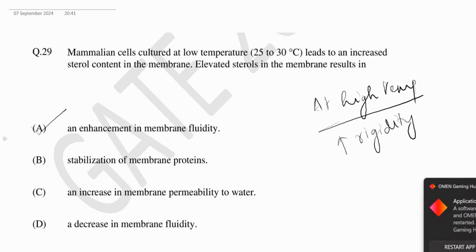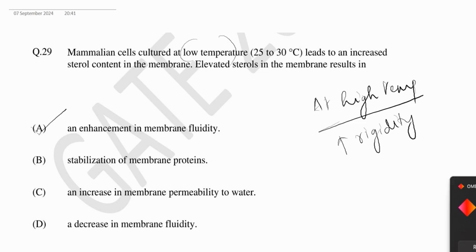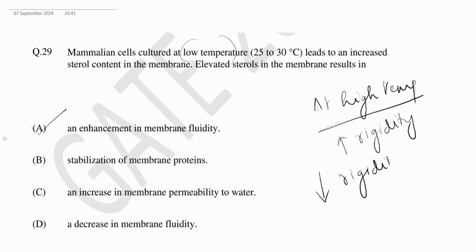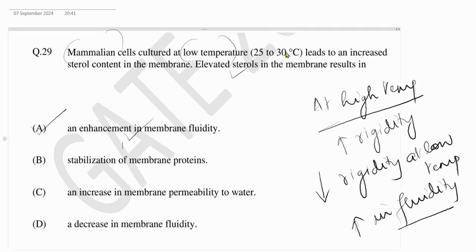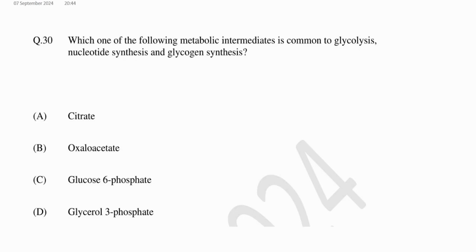But here it clearly states that there is low temperature, which means there is an opposite effect, which means there is a decrease in rigidity at low temperature and hence an increase in fluidity. So at lower temperature, if you culture mammalian cells, the elevated sterols will result in an enhancement in the membrane fluidity. Moving on to the next question.